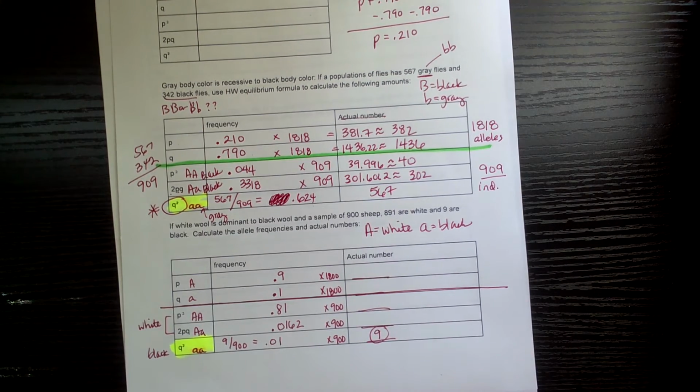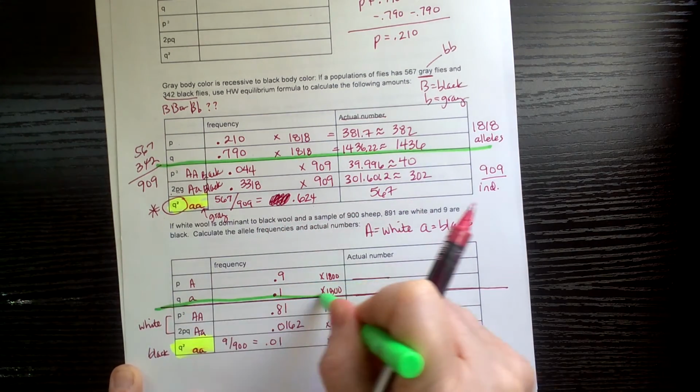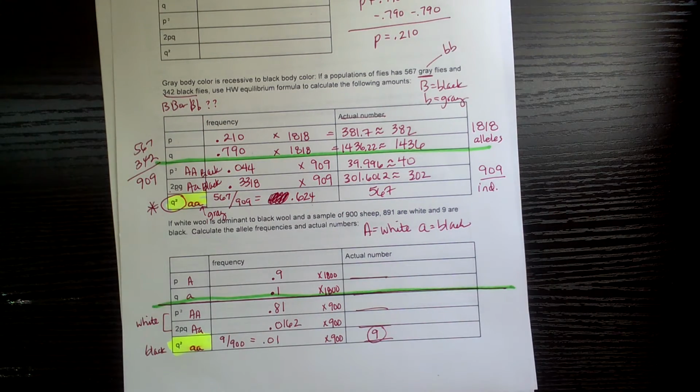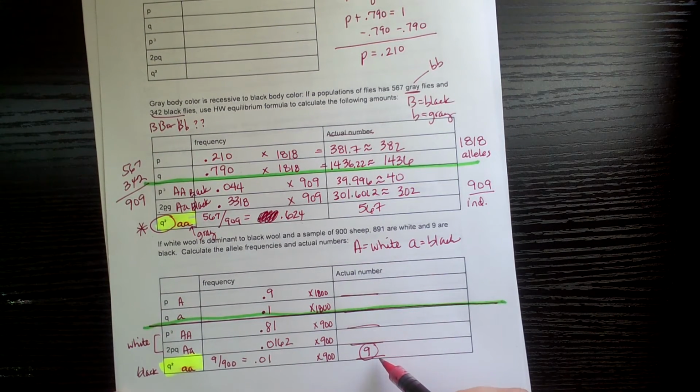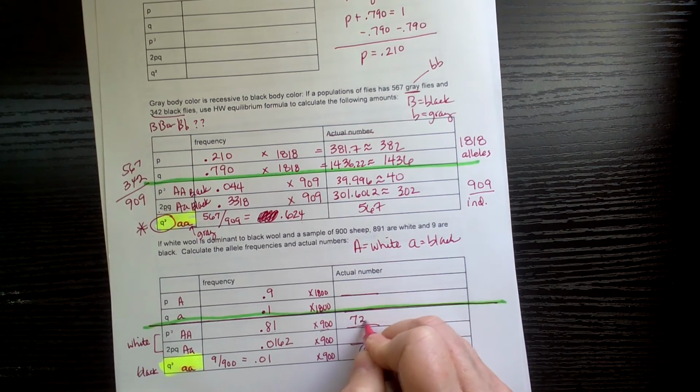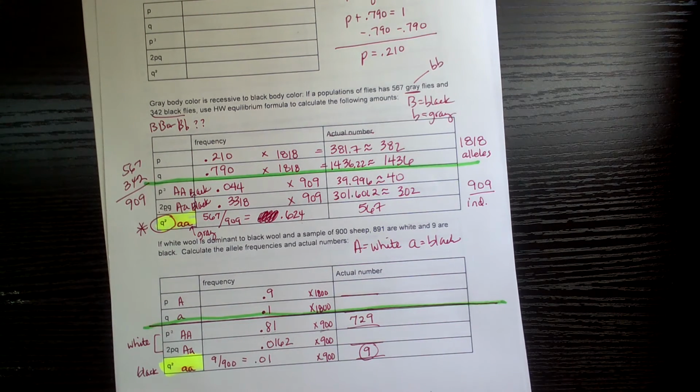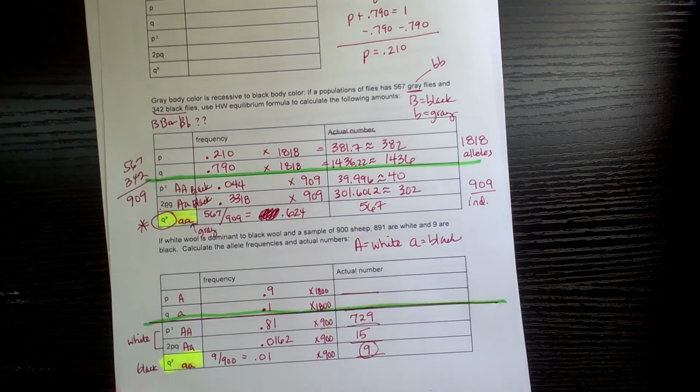All right, so draw my little dividing line here so you don't mix those numbers up. I'll start at the bottom. So 9 of the sheep are black. The rest of 891 are white. So we want to figure out how many are homozygous dominant and how many are heterozygous. So we multiply the frequency times the total. We get right at 729 would be homozygous dominant for white. And then only about 15 are going to be heterozygous for that trait.